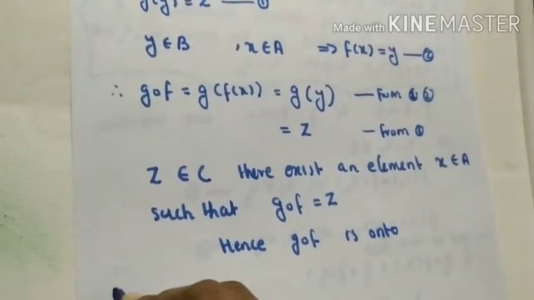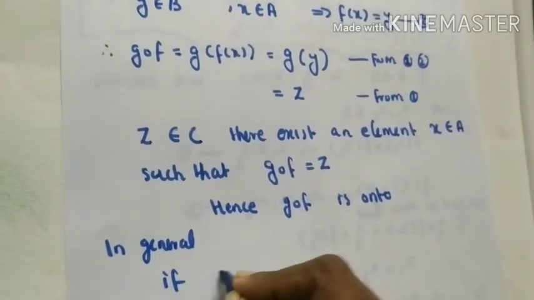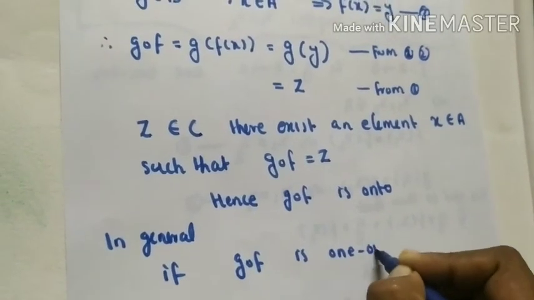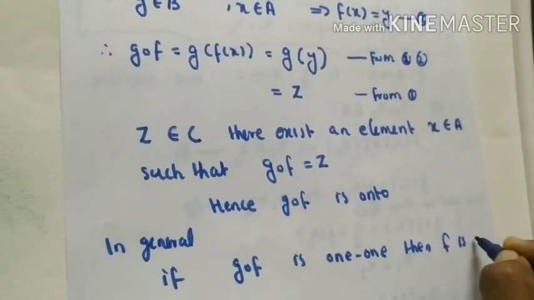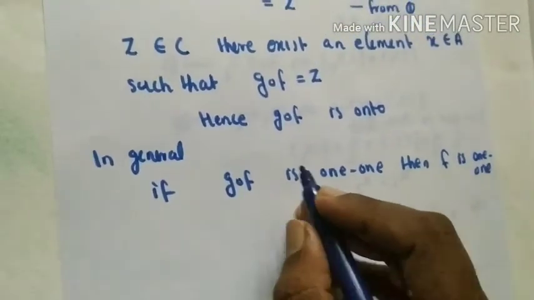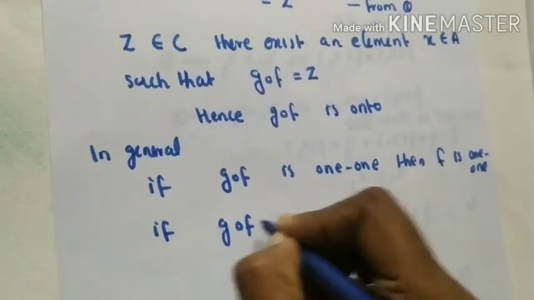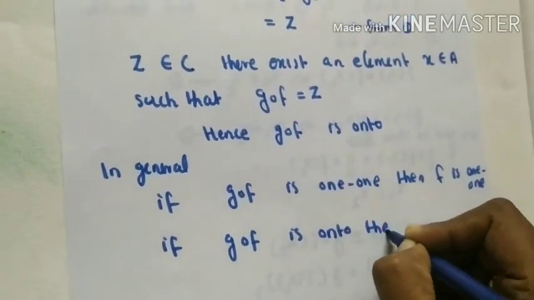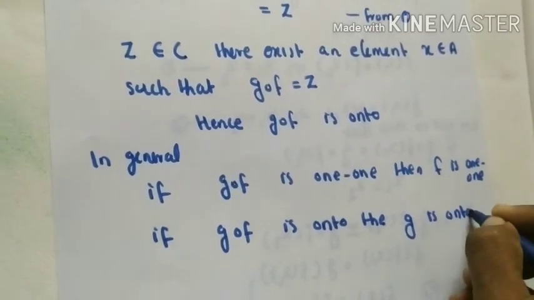Please note that in general, if g of f is one-one, then f is one-one. Similarly, if g of f is onto, then g is onto.